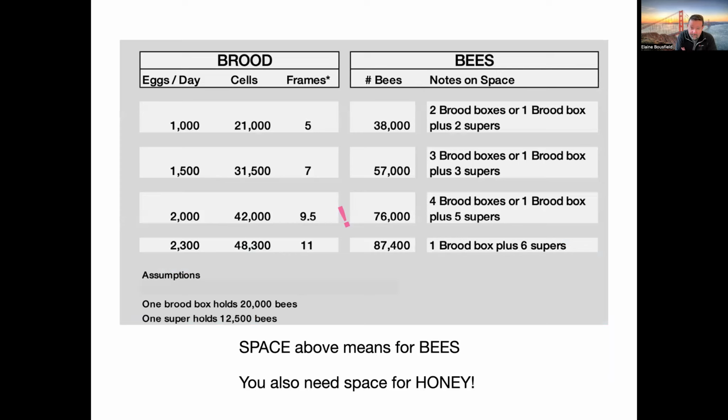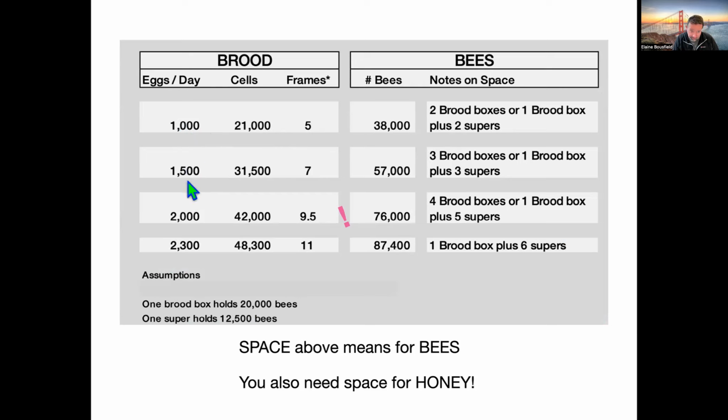So this fleshes out what I was talking about before. In this case, this is the brood. If our queen was laying 1,000 eggs a day, the most brood you're going to have in the hive is 21,000 cells, which in a national is about 5 frames. So if you can see 5 frames of brood in your brood box, then that's the laying rate.